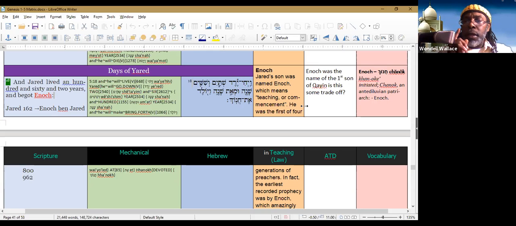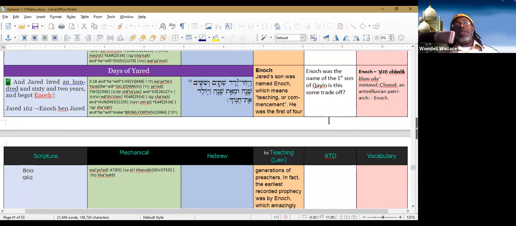Enoch. Let's look at how you say his name for real. All right, that will take us to the Hebrew columns right over here. Enoch is actually pronounced Chanok. Initiated Chanok, an antediluvian, and so on. All right, so Enoch was the name of the first son of Cain. So that's what Cain named his first son, Chanok.